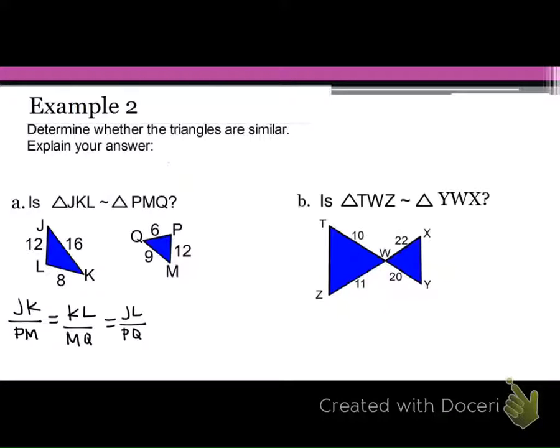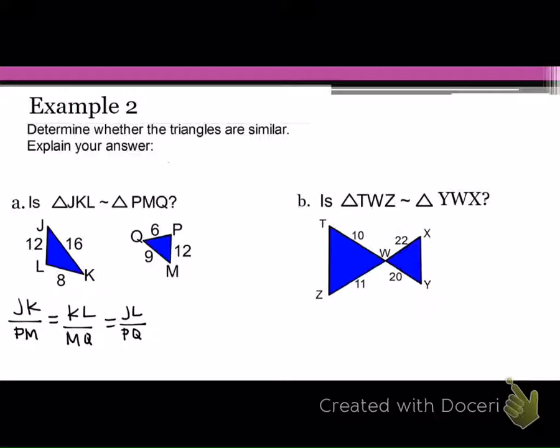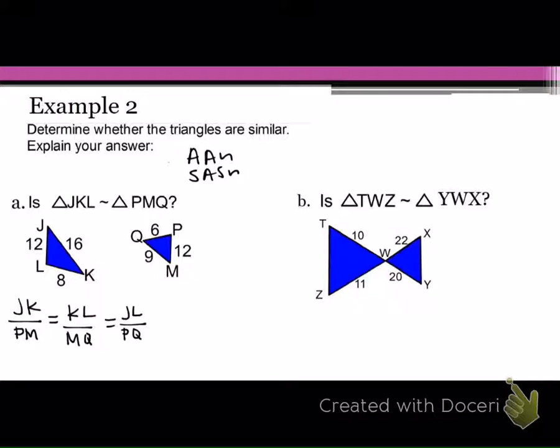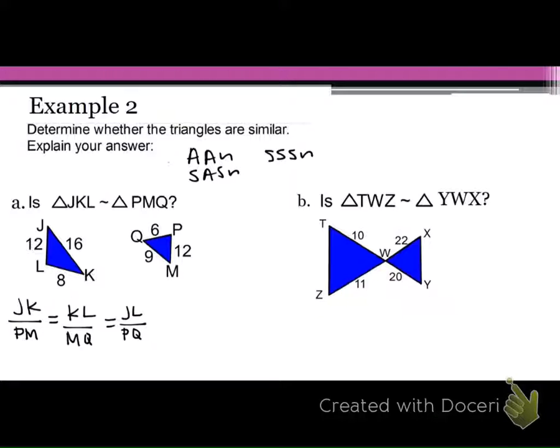Do you guys agree with that? Do you see how we know 3 sides? Everybody see that? So we can't use angle because we don't know any angles. We can't use side, angle, side because we don't know any angles. So we're going to have to check for side, side, side, which means that all of those sides need to be in proportion with each other, meaning they have to simplify to the same number. So JK is 16, and PM is 12.